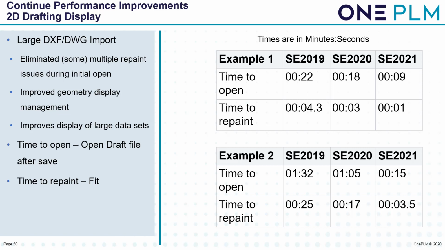So, performance improvements. In 2020 we had the large performance mode. Now we've got a 2D drafting display option, and an option for large DXF import. We've eliminated some multi-repaint issues during initial open. Improved geometry display management improves the display of large datasets, 2D datasets we're talking about. Time to open a draft file after save will also be much quicker, and time to repaint fit. So we can see we've got those time savings. 2019 to 2020, small saving, but some massive savings to that underlying software.